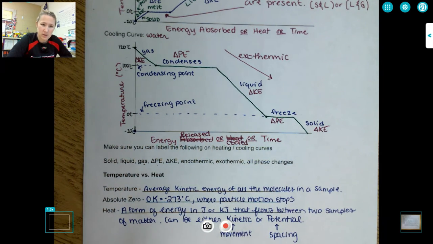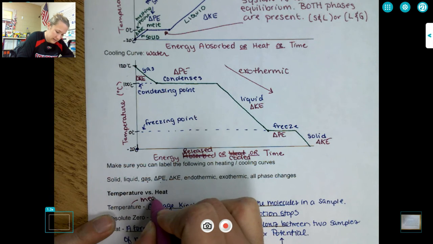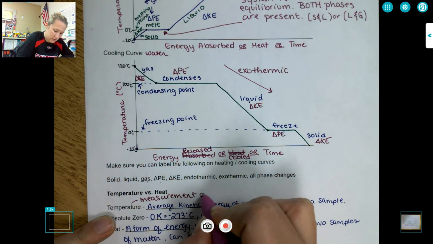So I kind of talked about it a little bit previously at the beginning of this video, but let's just go ahead and write down some definitions. So temperature, like I said, is the average kinetic energy of the molecules in a sample. So temperature is a measurement of how fast the molecules move.